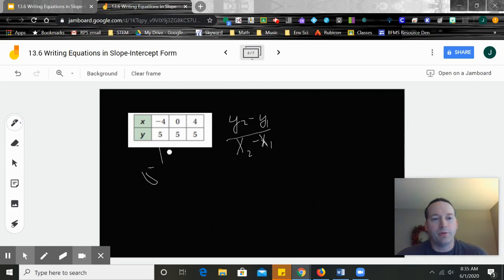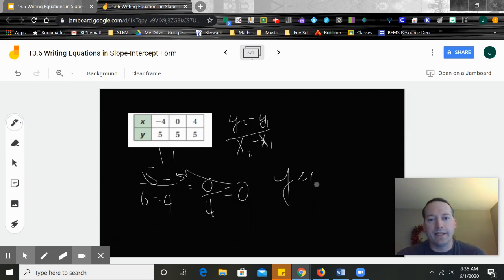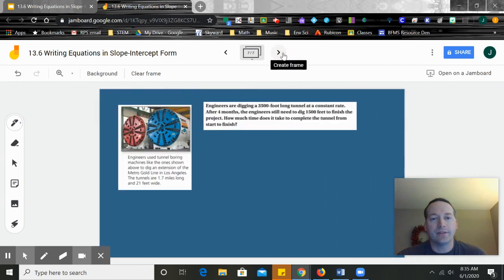Same thing here if you look at this. We'll just pick this point and this point. So 5 minus 5 over 0 minus -4. So that's 0 over 4, which is just a slope of 0. So now that's going to be y equals, again, 0x plus 5, because I find my y-intercept right here, 0, 5. So we get rid of that, and that's just y equals 5. Very nice. Okay, so now let's put this into practice.